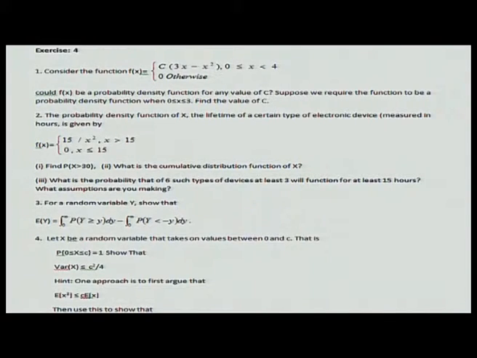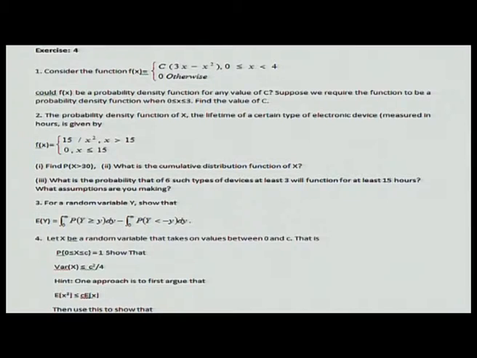Consider the function f(x) given by c times (3x minus x square) for x lying between 0 and 4, and 0 otherwise. So, the question asked is, could f(x) be a probability density function for any value of c? Now, without proceeding further, you can just see that since the function can be written as x times (3 minus x), it will be negative for x greater than 3, and your interval is 0 to 4.